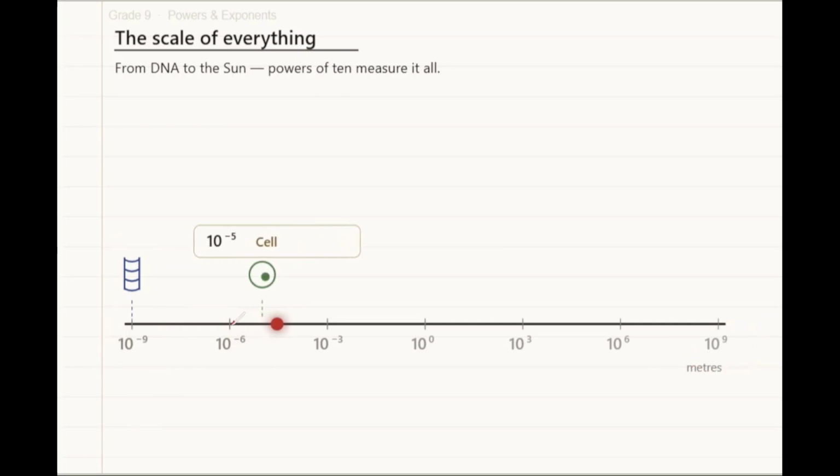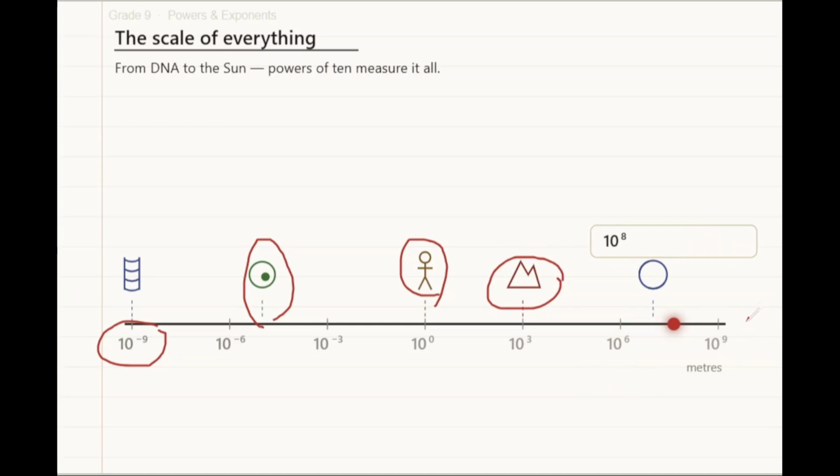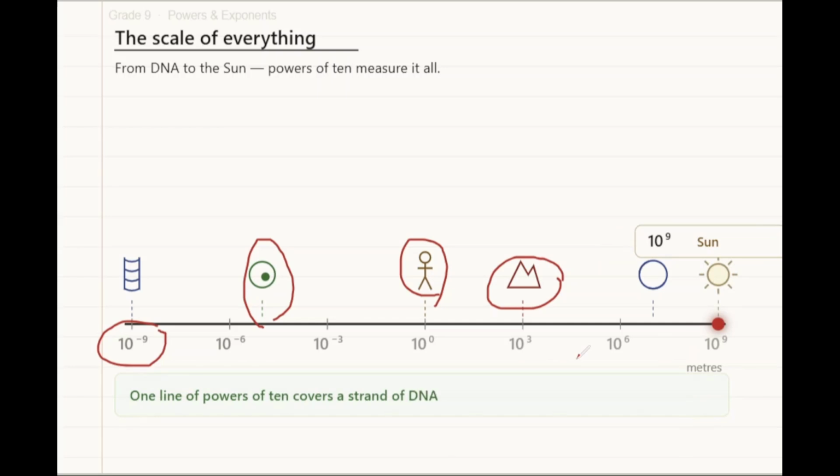Now let's travel along this line. Way down here is a strand of DNA, and as we move along, at around 10 to the power minus 5 is a tiny living cell, and near about 10 to the power 0 is you, the human being. As we move along, 10 to the power 3 is a huge mountain, 10 to the power 7 is the size of the earth, and 10 to the power 9 is the sun. Look how far we have traveled. One single line of powers of 10 covers a strand of DNA all the way up to the sun. That is the power of this idea.